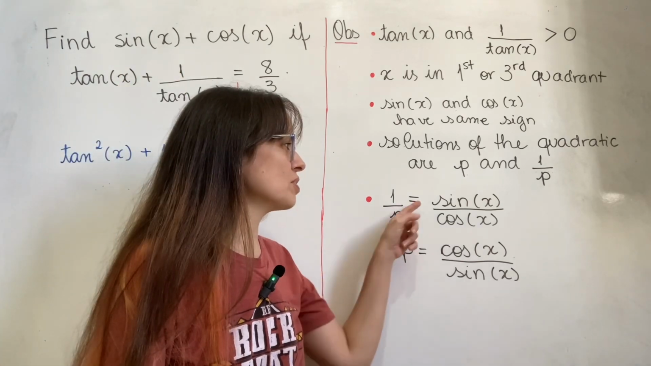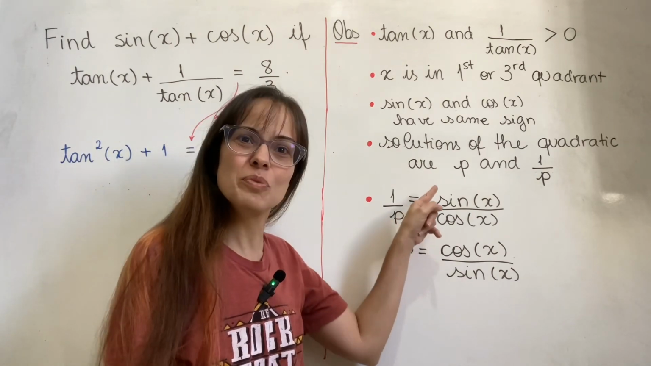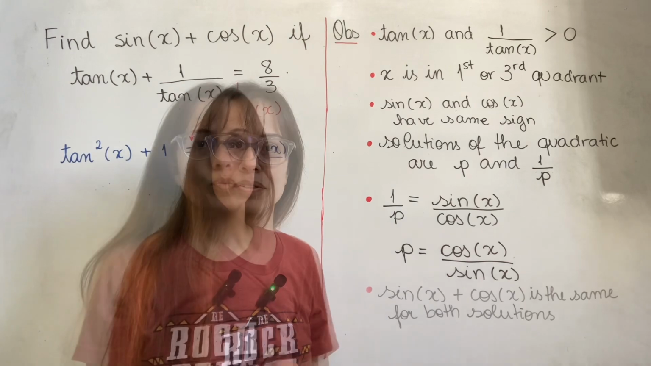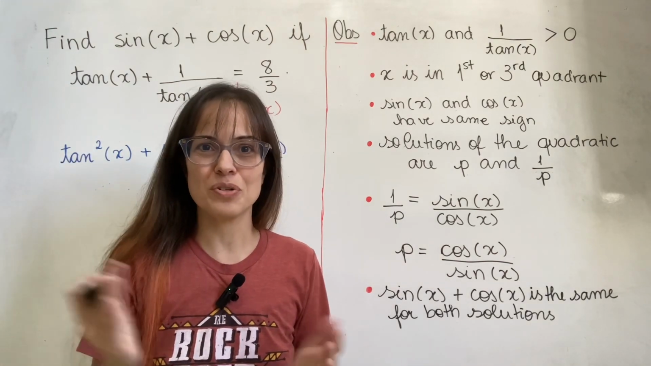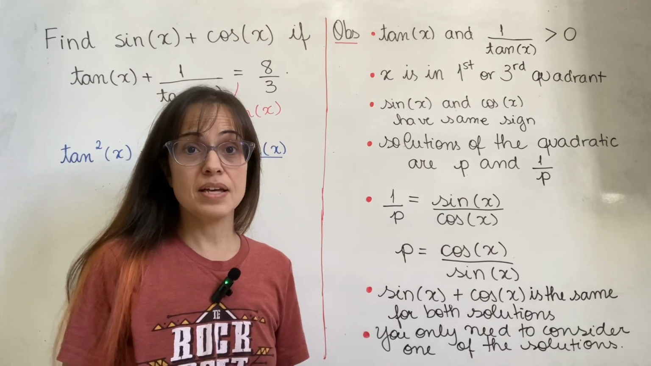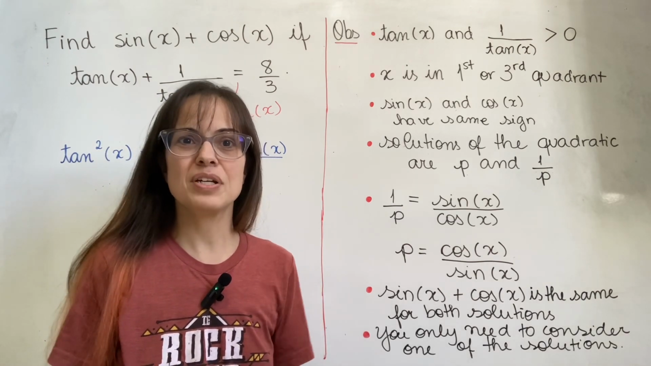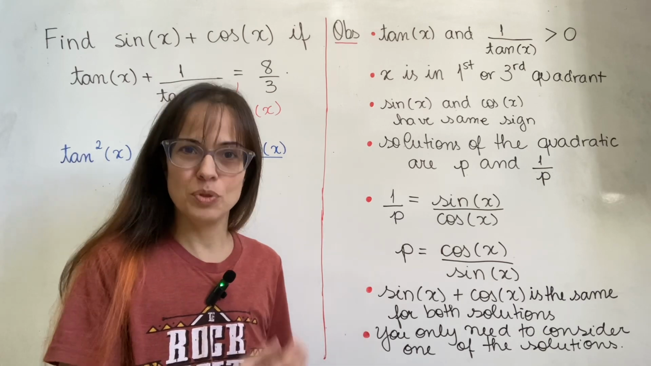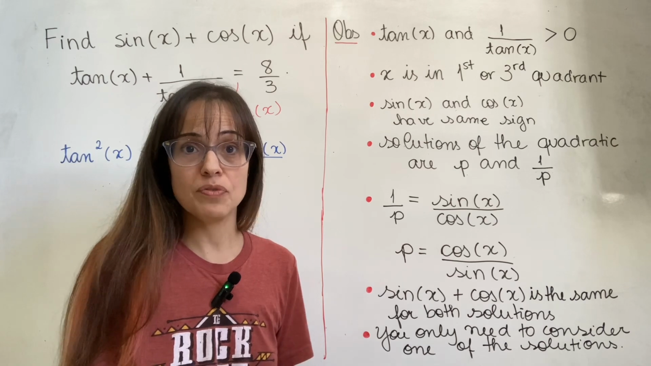So it's either the numerator plus the denominator or the denominator plus the numerator, which is the same answer. Which means that in the end, you're only going to have to consider one of the solutions of the quadratic. Which is why I said that these observations would save you a little bit of time, because if you didn't notice this, then you would want to consider both solutions. But that wouldn't stop you from solving the problem.